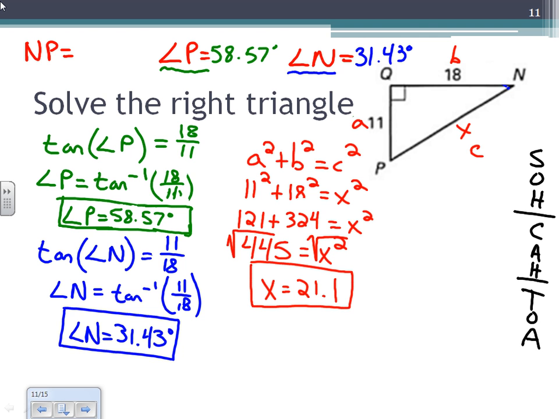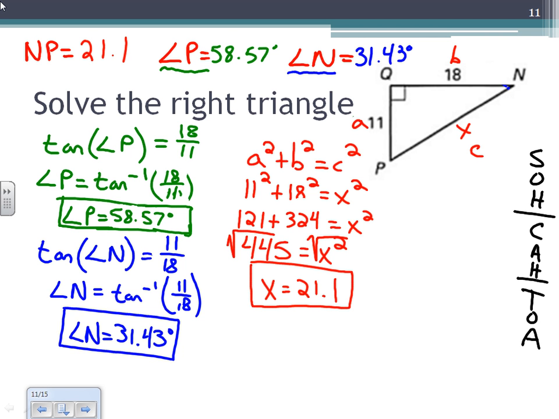Give me an answer that wouldn't make sense. Give me an answer that would be too small. 16, 12, 5, 17, anything less than 18. Give me an answer that would be too big. 45 would probably be too big. 35, maybe. Certainly 445. Alright, so make sure you remember to take the square root, okay? So if you get x equals 445, you just forgot your square root. So plug that in. This is 21.1.